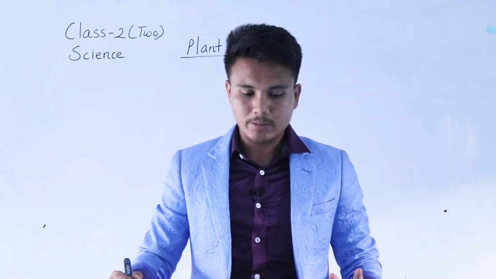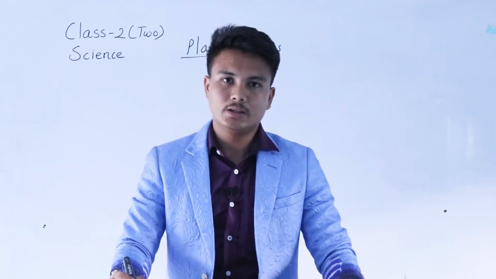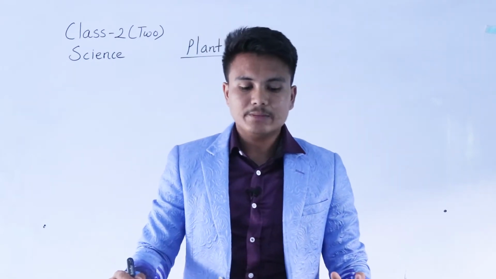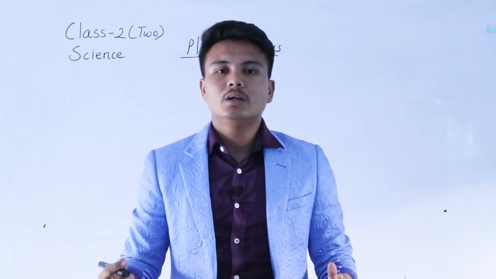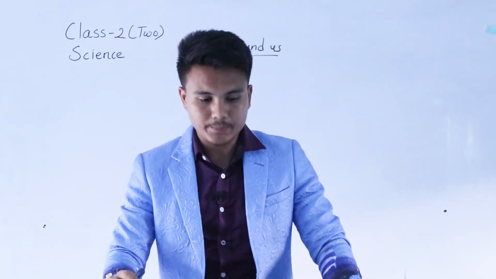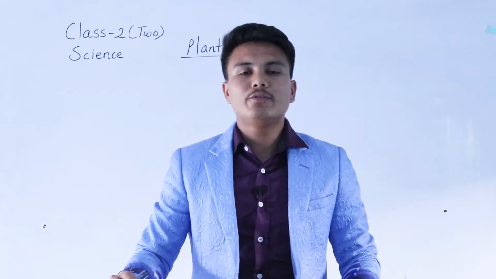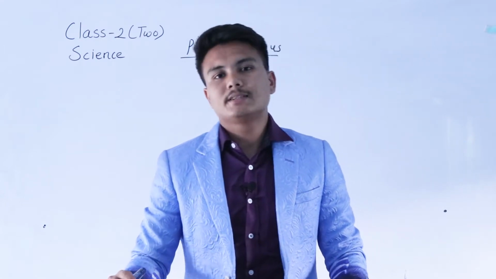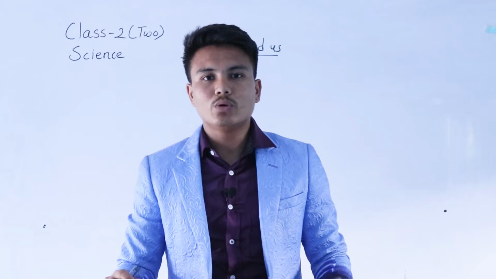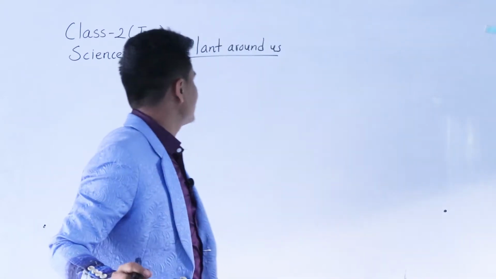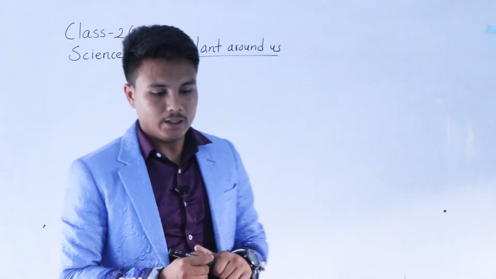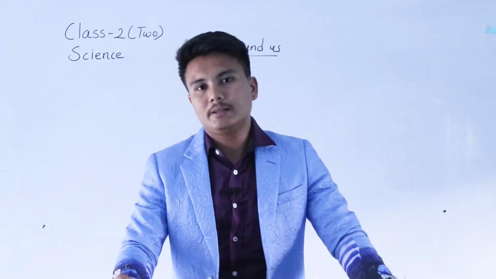to define or know about the different types of plants around us, classify plants found around them, that is whether they are herbs, shrubs or trees, and explain the different functions of plant parts, that is root, stem, leaves, etc. These are the objectives of today's class. Let's start with plants around us.